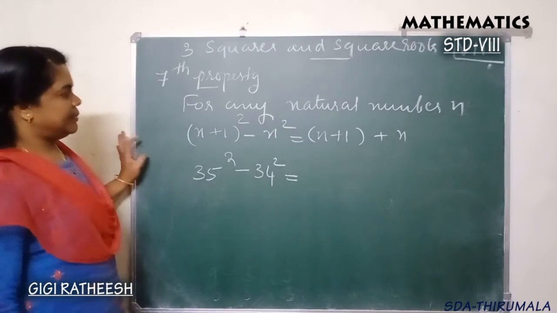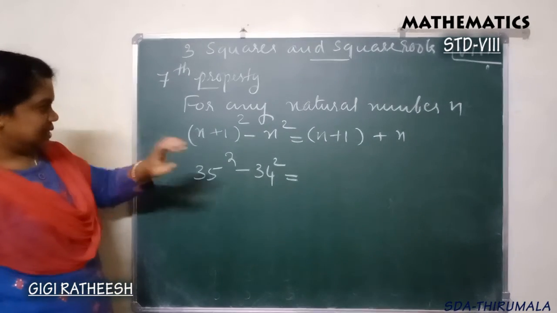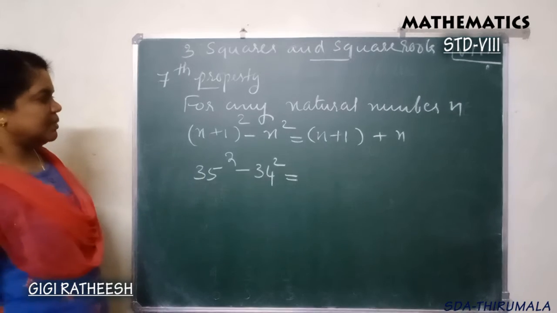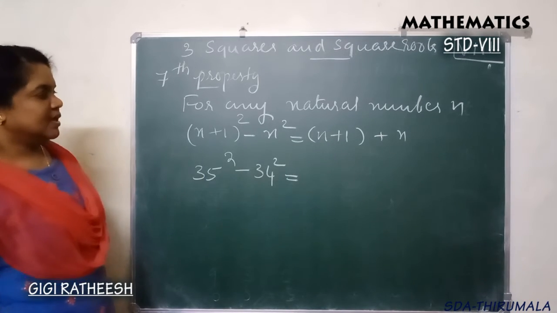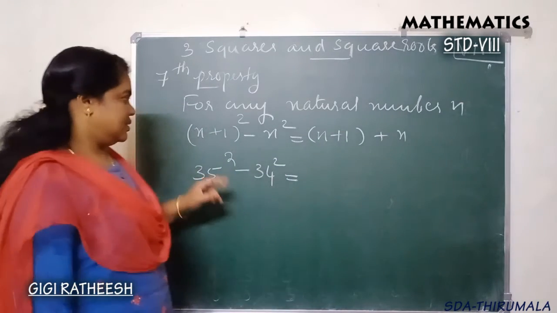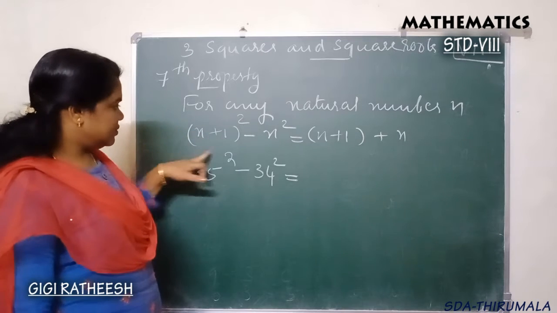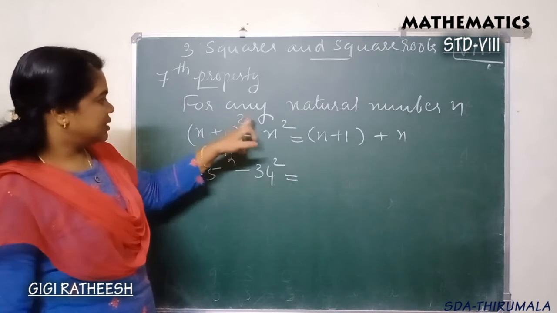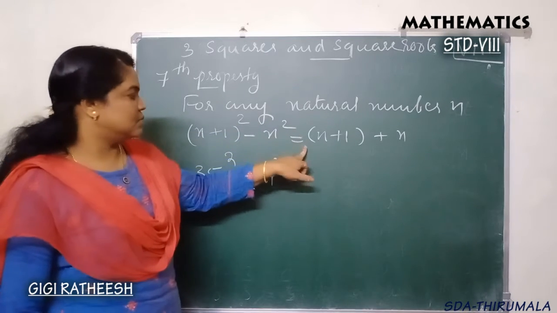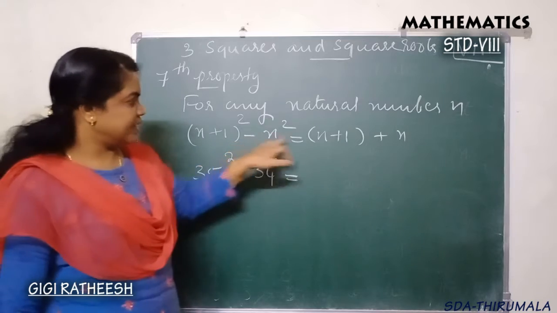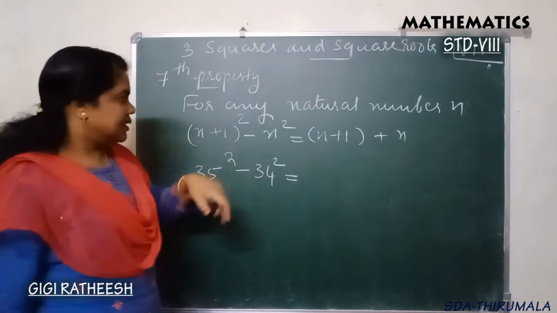This is the seventh property. For any natural number n, (n plus 1) the whole square minus n square is equal to (n plus 1) plus n. Here the whole square of n plus 1 minus n square is equal to n plus 1, and the minus changes to plus n.